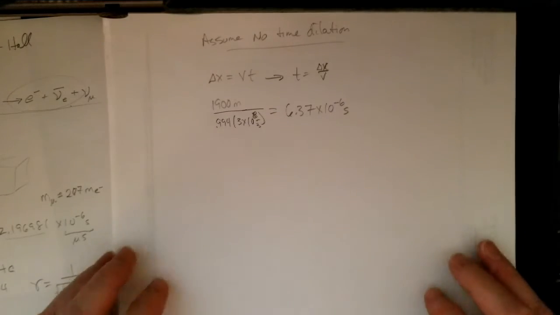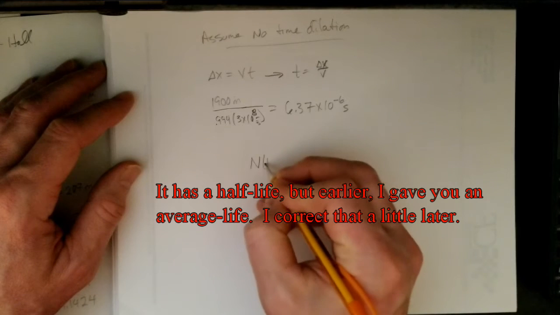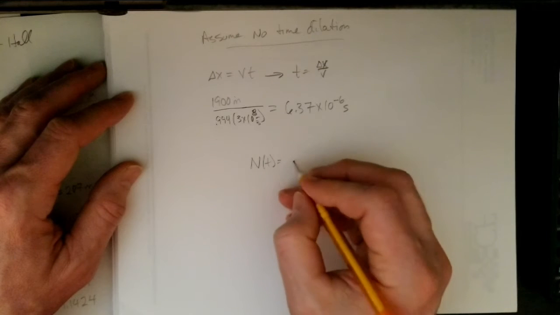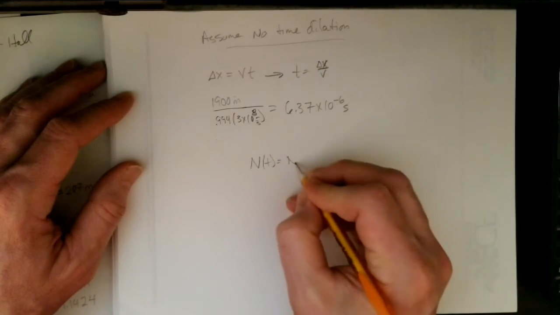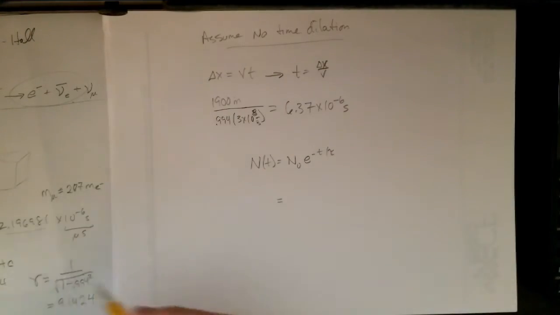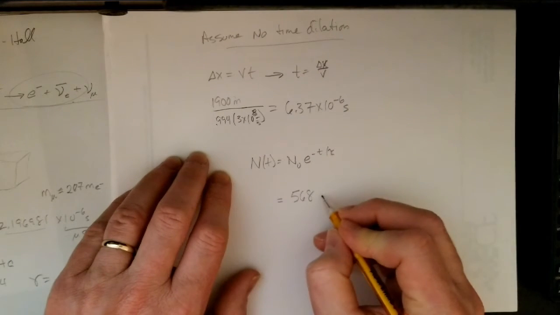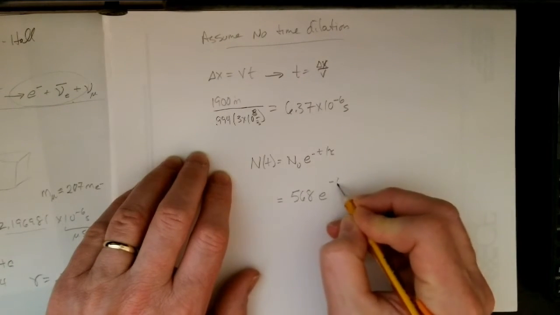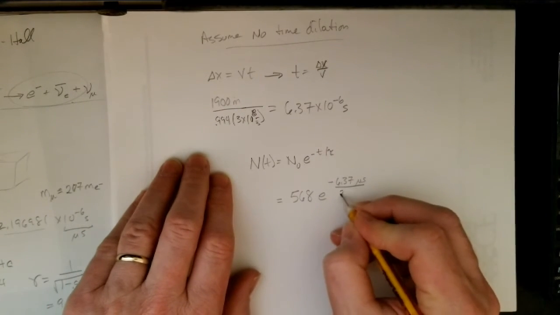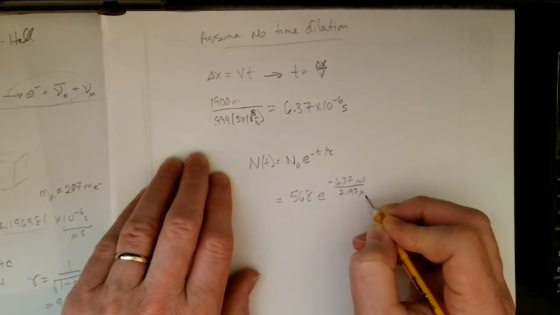Now to figure how many muons, we have something that has a mean life. The number of muons is equal to n sub naught e to the negative t over tau. This goes back to math class. I'm not quite sure which one you do this in. This might be pre-cal. That's a mean life, that's not half-life. All right, so we have 568 is the number we started with, times e to the negative 6.37 microseconds divided by the mean life, which is 2.197 microseconds.